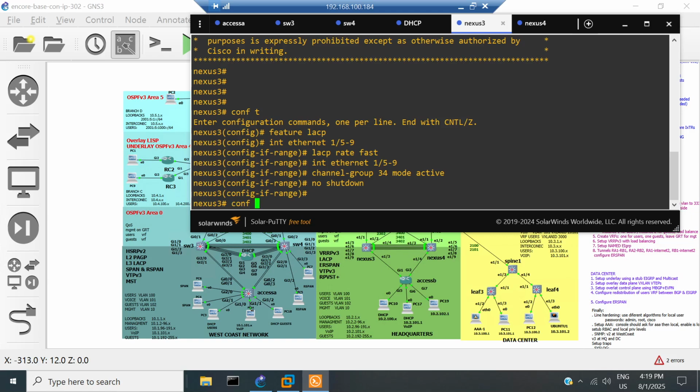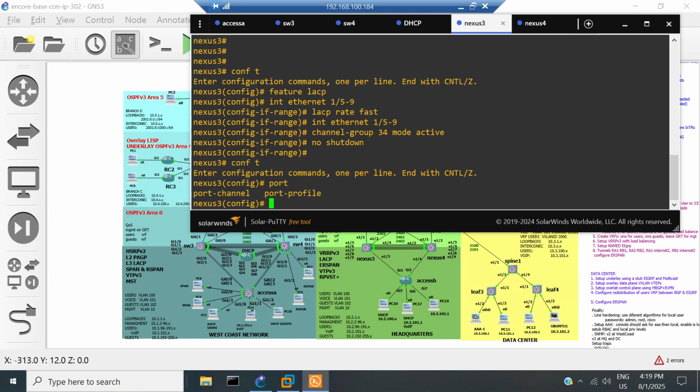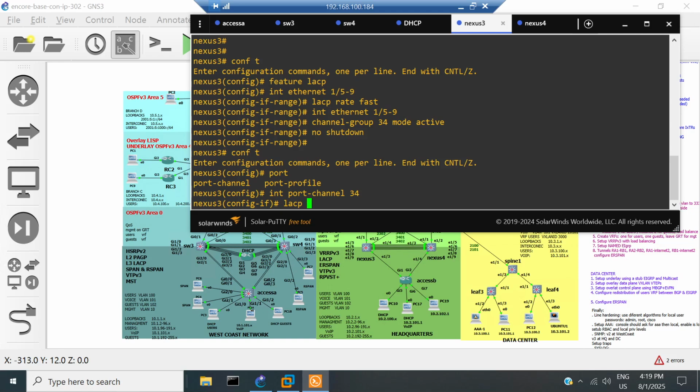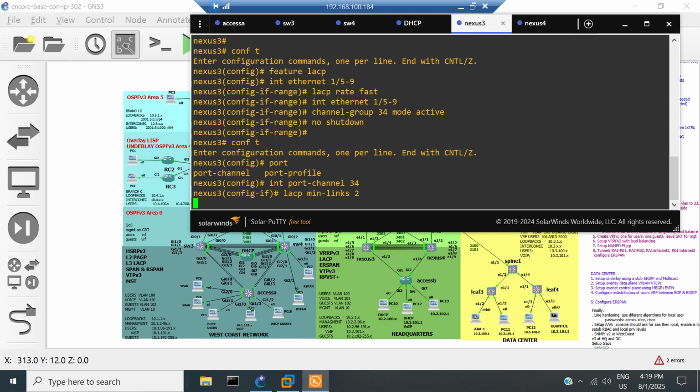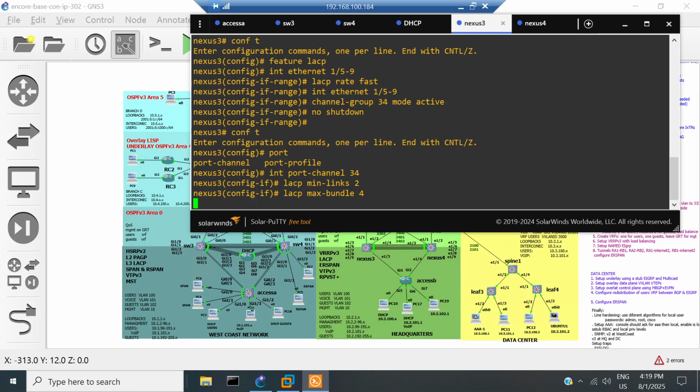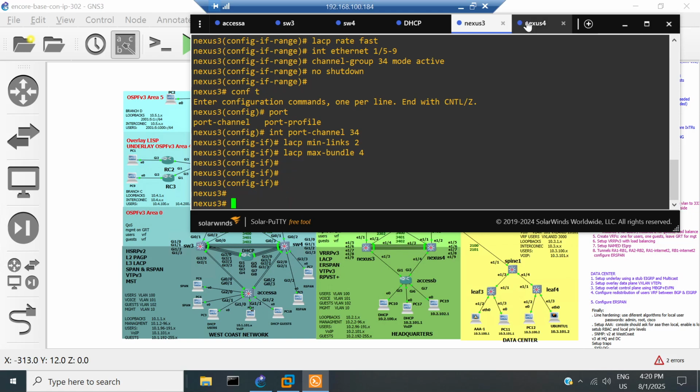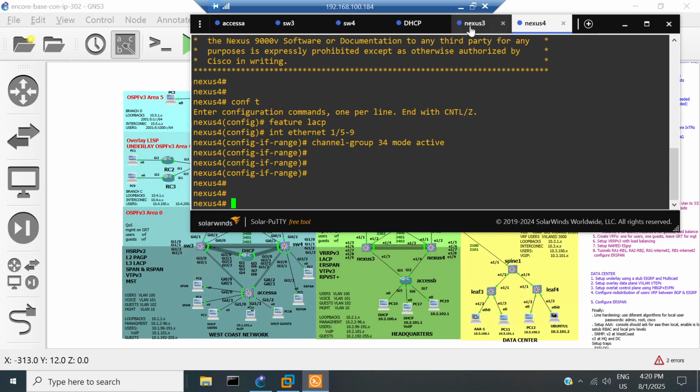So let's go to the port channel, interface port channel 34, and let's do LACP min links to 2. So I need at least 2 interfaces to be up, so the port channel remains up, and then max bundle to 4. So even if I have more than 4 connections between these two switches, only up to 4 interfaces will be participating in the port channel. I'm going to leave it at that.